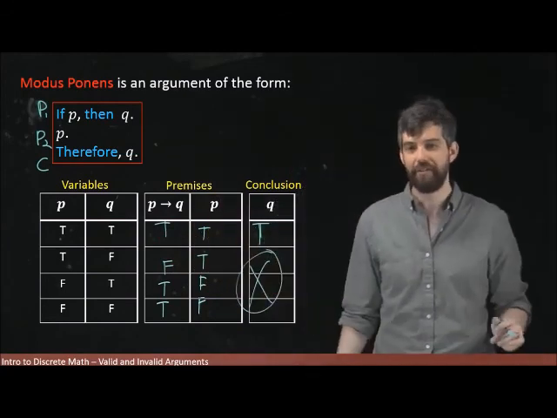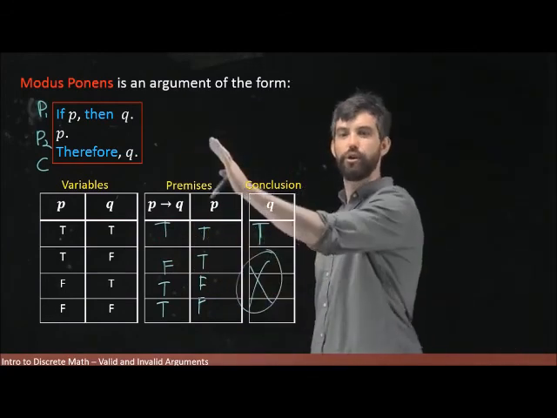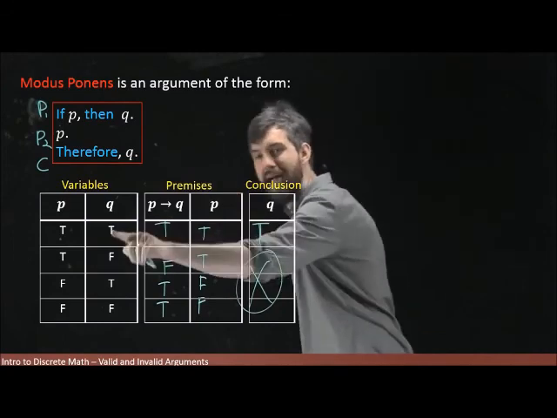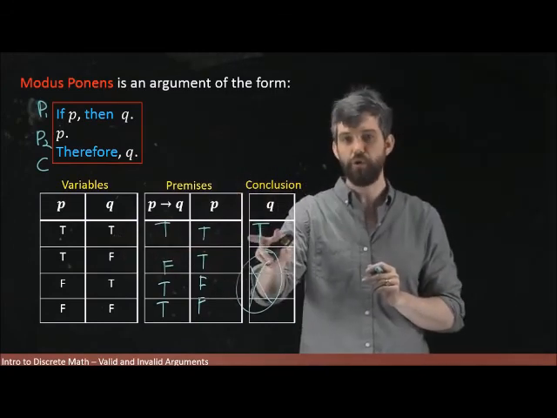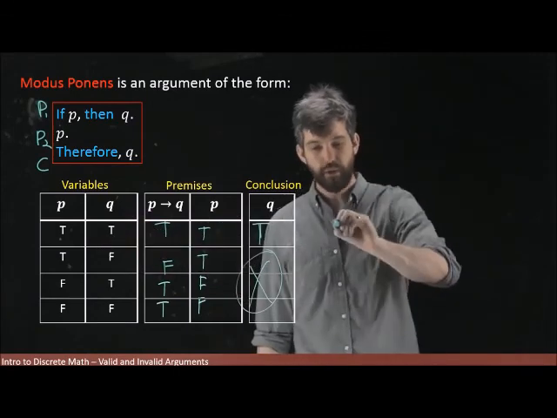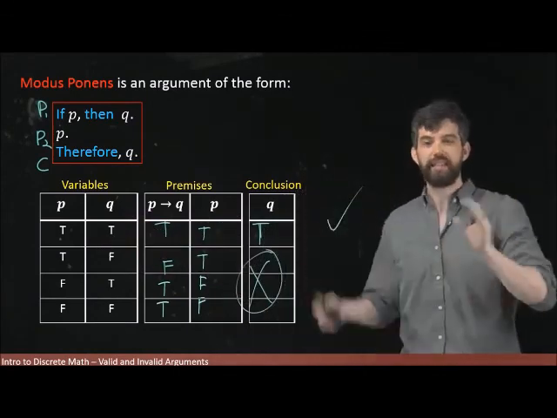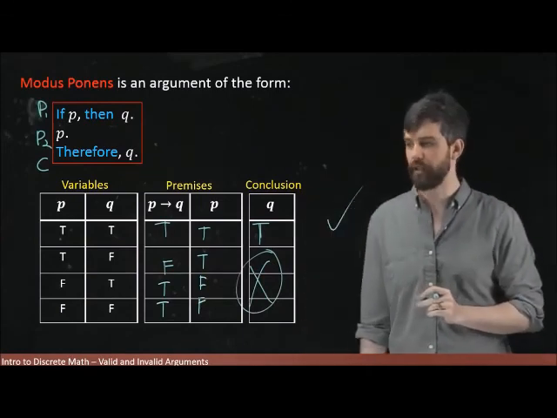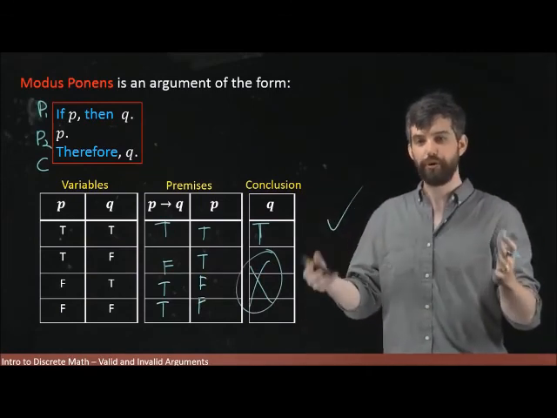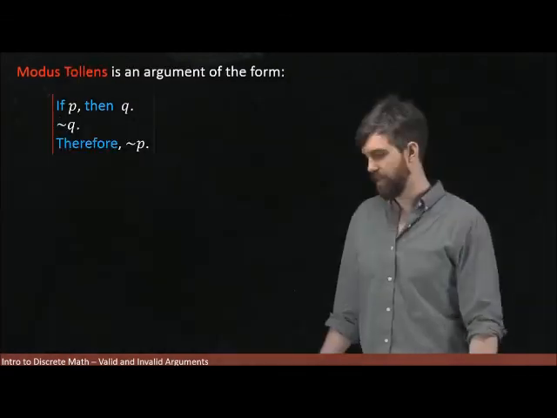And what do we have? Indeed, the conclusion is true because it matches the claim over here. The variable Q is the same thing as this. So I think yes, I think this is logically valid, that modus ponens does indeed work, and the intuition is proven by our truth table.